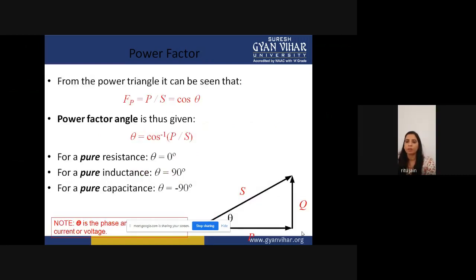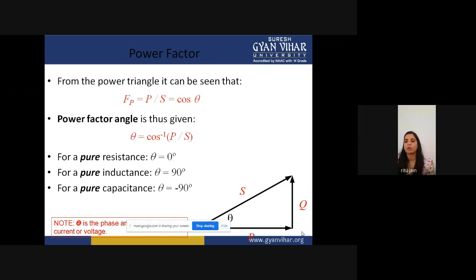Now, from the power triangle, it can be seen that Fp is equal to P by S, or cos theta. So the power factor angle is thus given by theta is equal to cos inverse P by S. For a pure resistance, theta is equal to 0 degree. For a pure inductance, theta is equal to 90 degree. For a pure capacitance, theta is equal to minus 90.